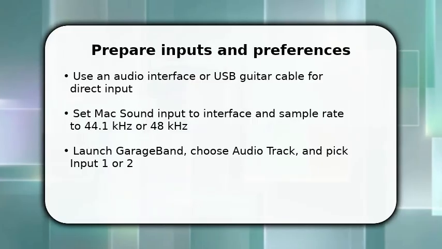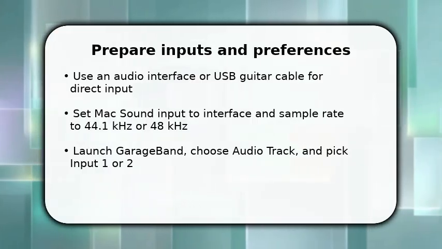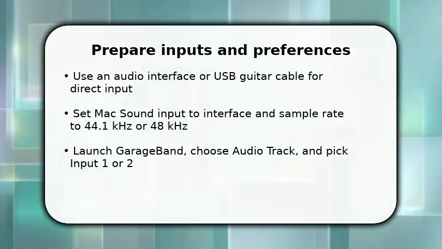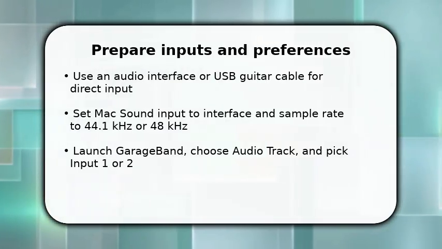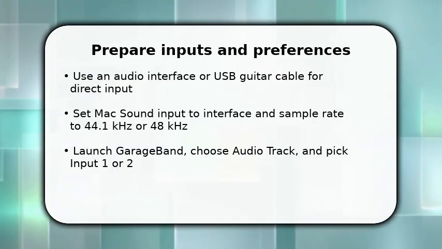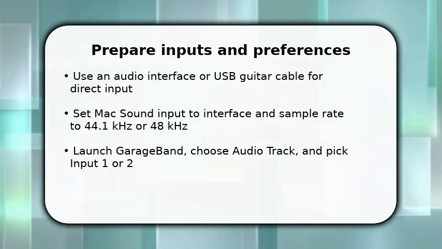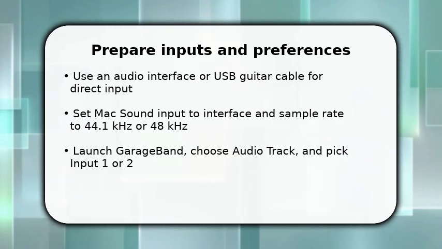You begin by confirming your signal path. Plug the guitar into your audio interface or USB cable and connect that to your Mac. Once done, open System Preferences Sound and set the input to your interface so Garageband gets the right source.